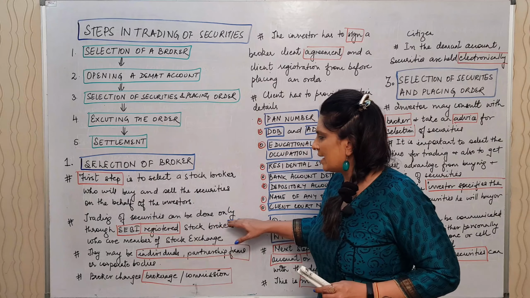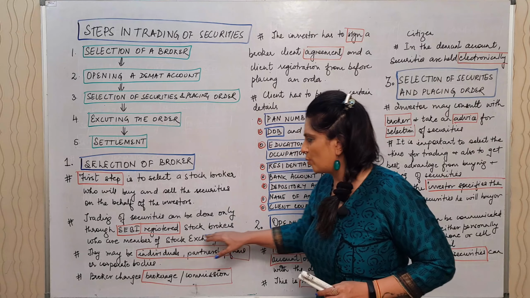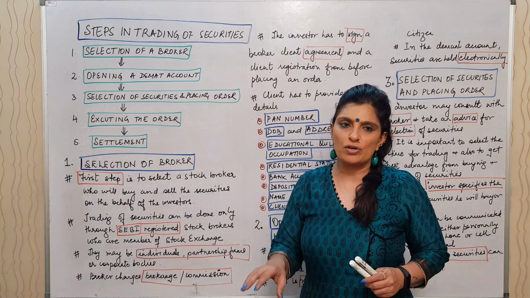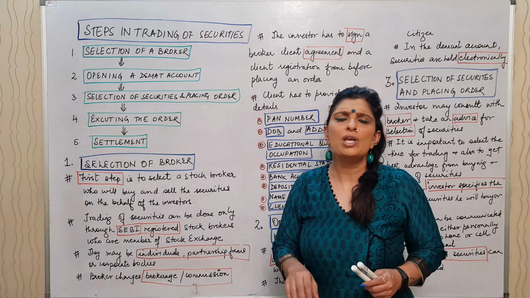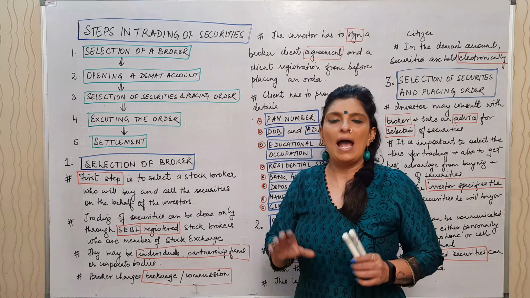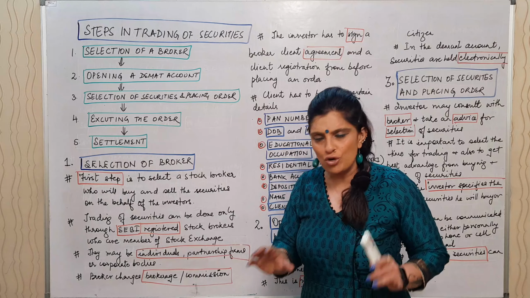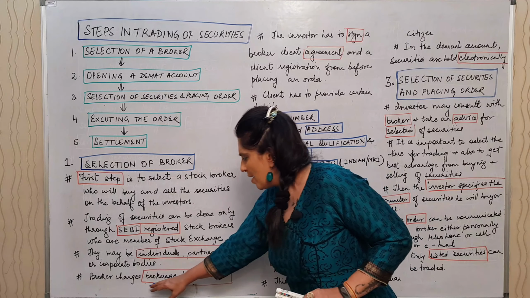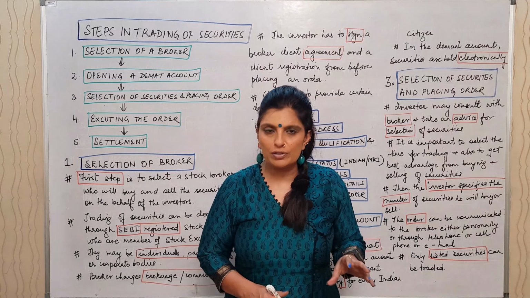Trading of securities can be done only through SEBI registered stockbrokers who are members of the stock exchange. So you have to get listed with the stock exchange to be a member of the stock exchange. You have to deposit some money and open an account with them, and then you become a registered broker with the stock exchange. They may be individuals, partnership firms, or corporate bodies. Brokers charge brokerage or commission for the same.